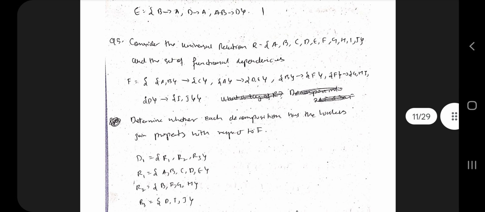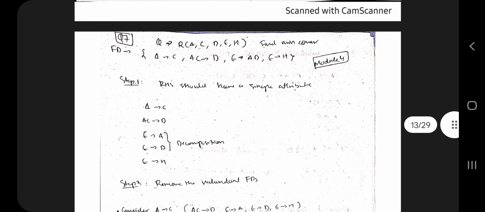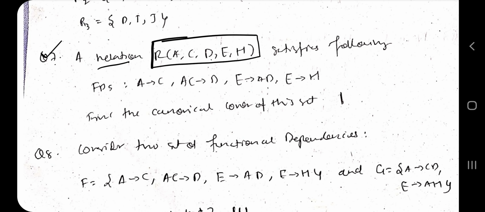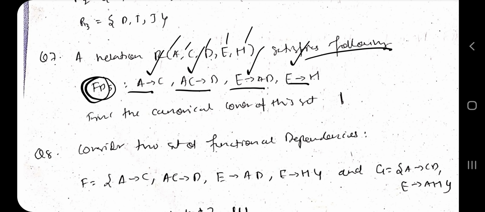The first problem which we'll be considering is find the minimal cover. This is question number 7, a repeated question in the previous papers. A relation R: first you need to consider the relation given to us. How many letters are there? A, C, D, E, H. It satisfies the following functional dependencies: A to C, AC to D, E to AD, E to H. Find the canonical cover of this set. Canonical cover is nothing but the minimal cover.